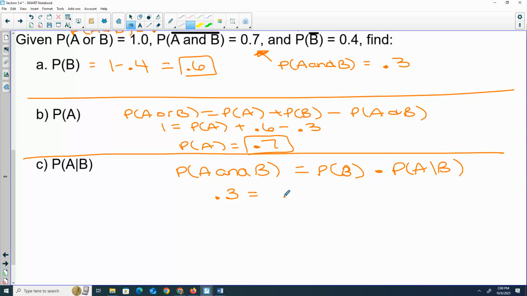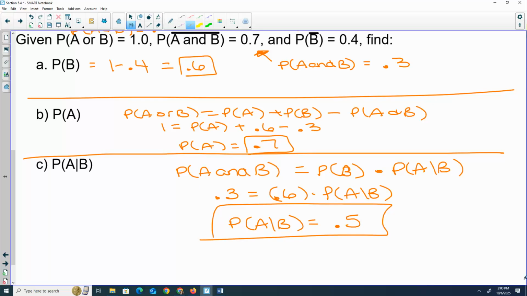Probability of B times probability of A given B. So if I divide my 0.6 over, what's the probability of A given B? 1.5. It's tricky manipulating those formulas, and we will be practicing more of that this week to help get a handle on it.